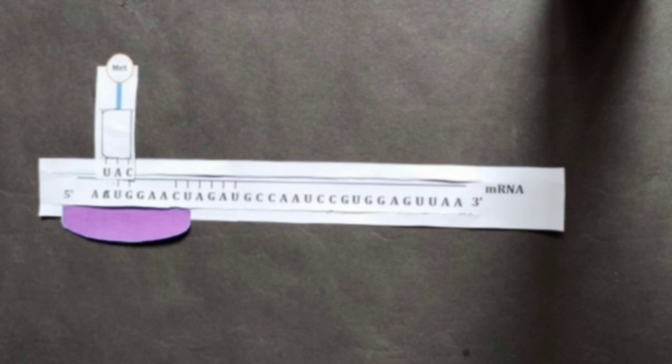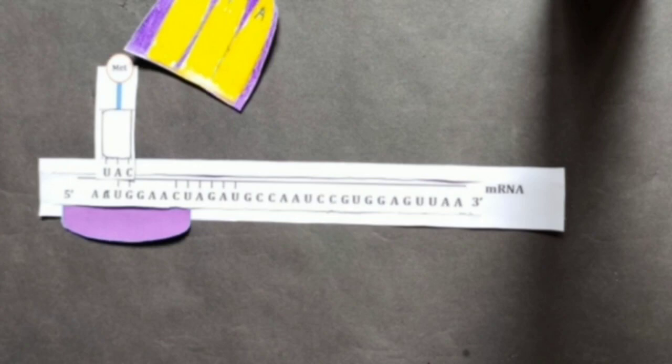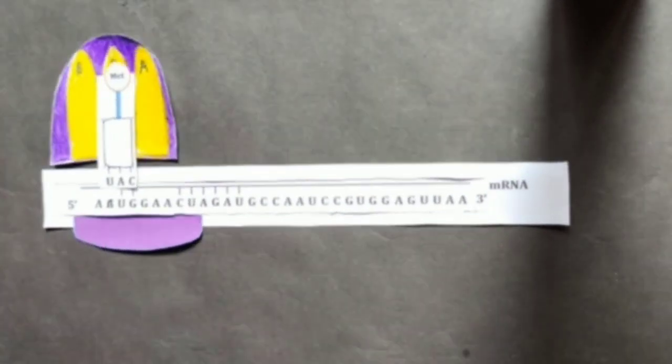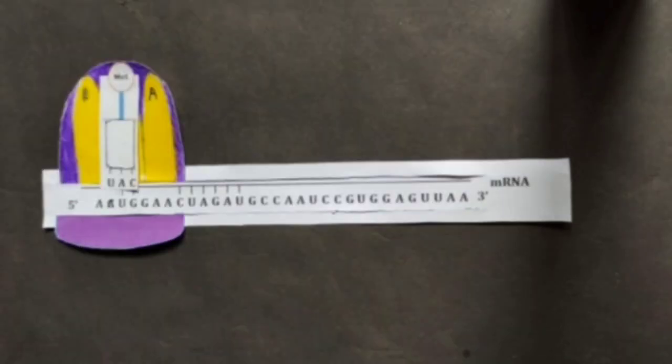This tRNA carries the amino acid methionine, MET. The arrival of a large ribosomal subunit completes the initiation complex. Proteins called initiation factors are required to bring all the translation components together. Hydrolysis of a GTP provides the energy for the assembly.